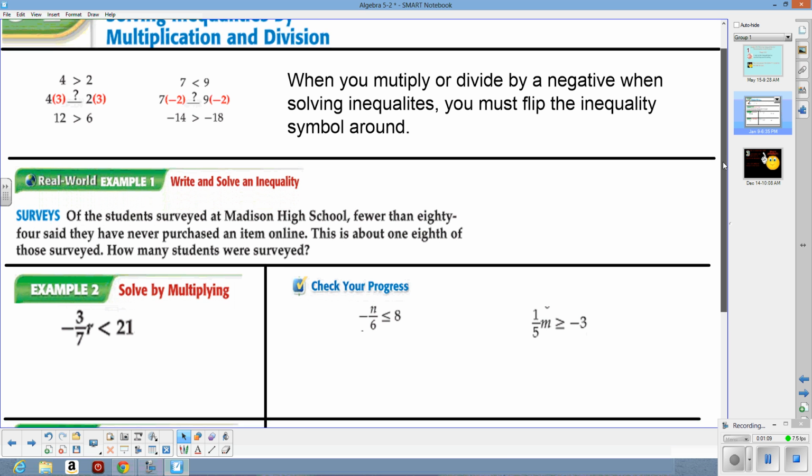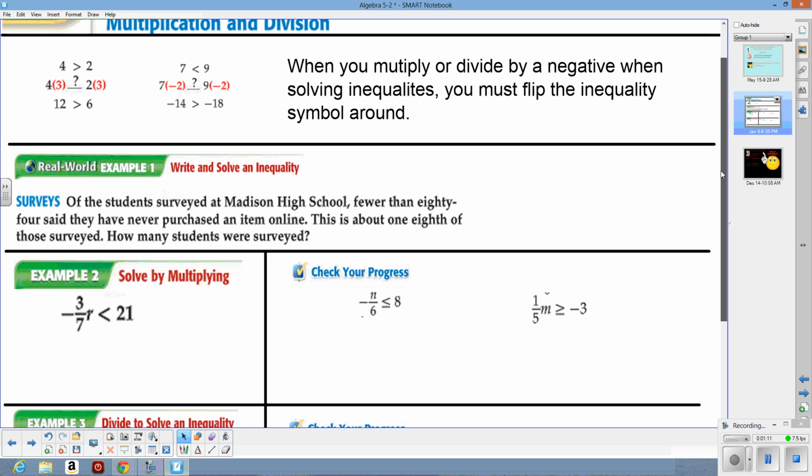The first example is a word problem. Of the students surveyed at Madison High School, fewer than 84 said that they had never purchased an item online. This is about 1/8 of those surveyed. How many students were surveyed? I would start out by defining your variable. The first thing I would do is say S is going to be the number of students surveyed, because it says how many students were surveyed. That's what we don't know, so that's my variable.